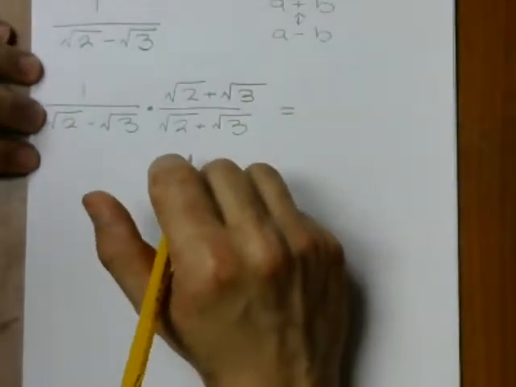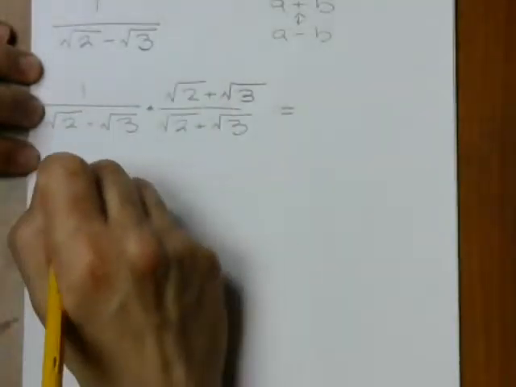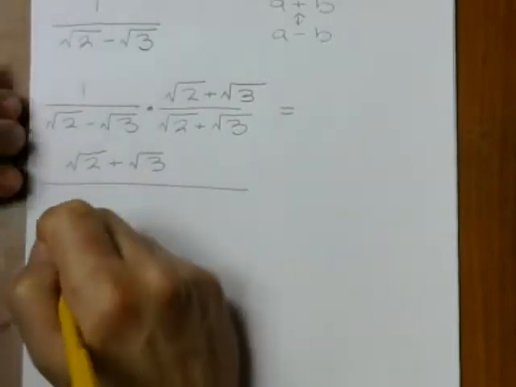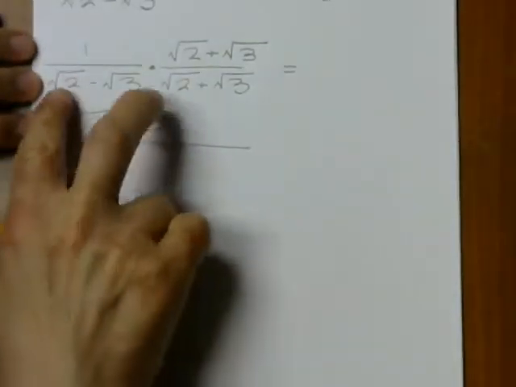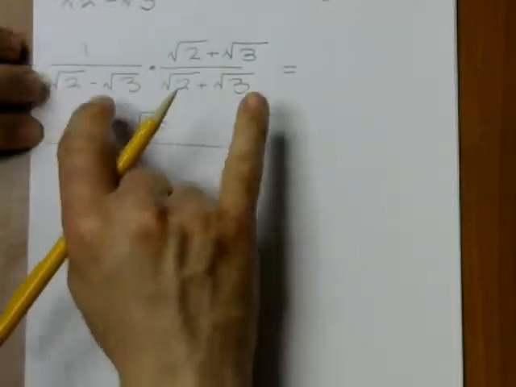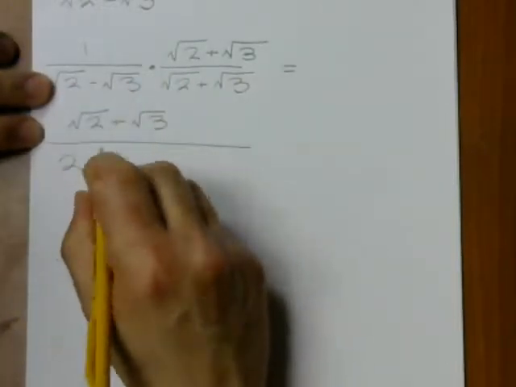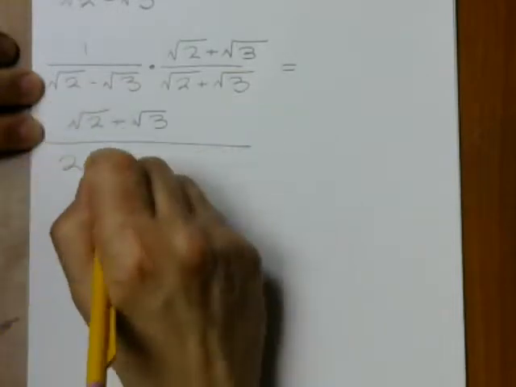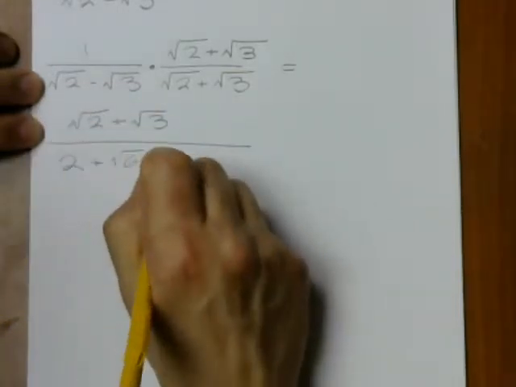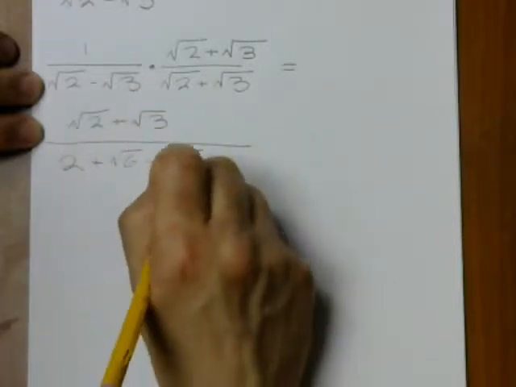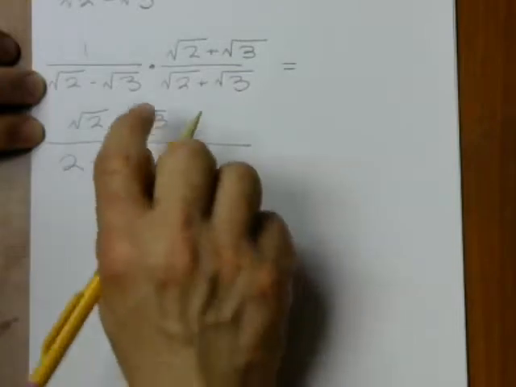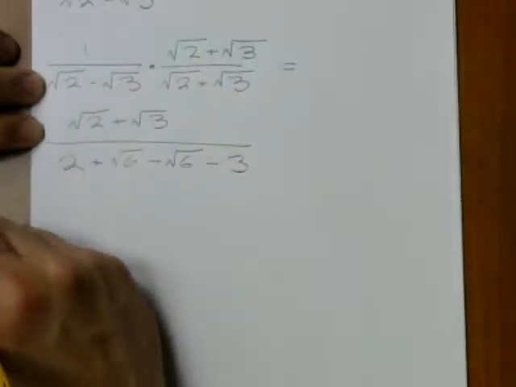So what I'm going to get in the top is root 2 plus root 3. But in the bottom, let's see what happens. I get root 2 times root 2, plus root 2 times root 3, minus root 3 times root 2, and then minus root 3 times root 3.